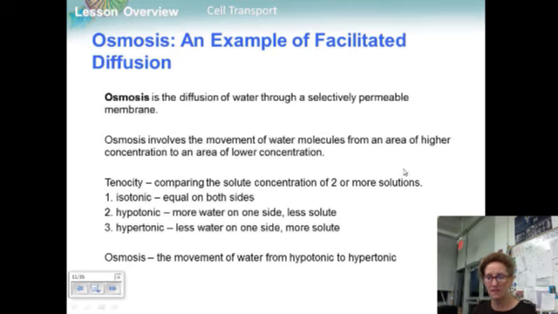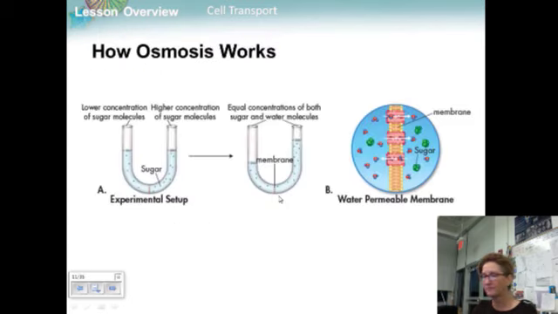And there are three different states of tonicity. You have isotonic, when they're equal on both sides. You have hypotonic, when there's more water on one side and less solute. And there's hypertonic, when there's less water on one side and more solute. And osmosis, again, is the movement of water molecules from hypotonic to hypertonic.